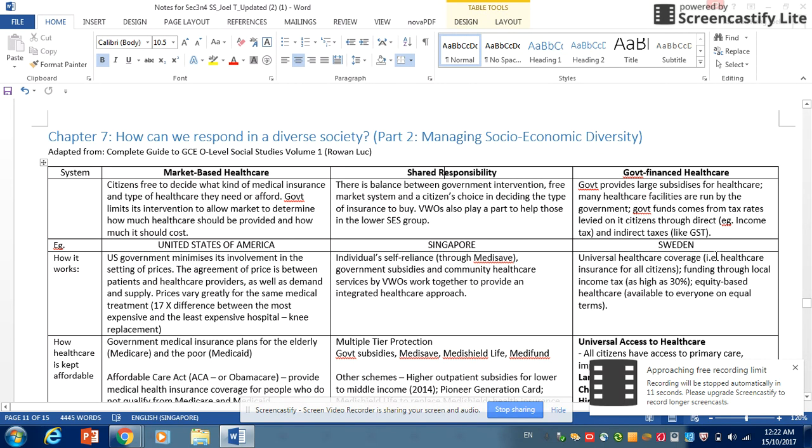So that's that, Chapter 7, Part 2, Managing Socio-Economic Diversity. Please read the textbook because this is a quick summary, it's not enough.